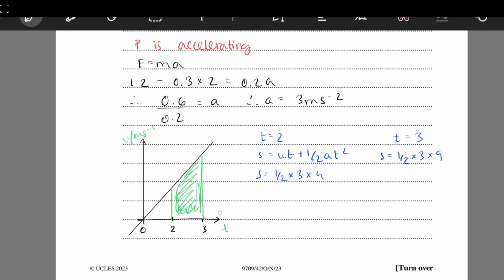So now I can just find the distance traveled in the third second using the difference of these two. I'll label them as S2 and S3. So S3 minus S2 is the total distance traveled in the third second. Therefore, half into 3 into 9 is 13.5. 13.5 minus half into 3 into 4, that is 6. So 13.5 minus 6, the distance is 7.5 meters.